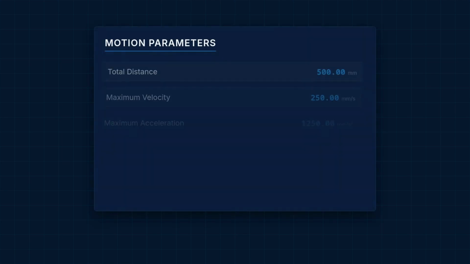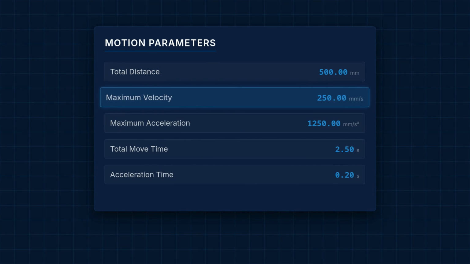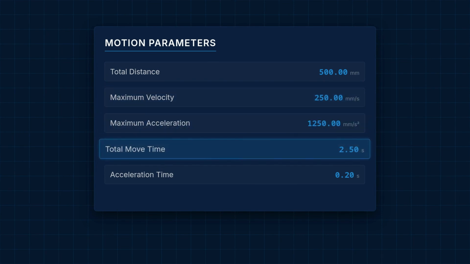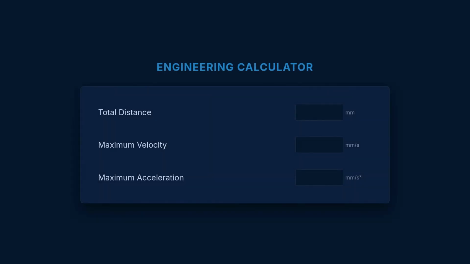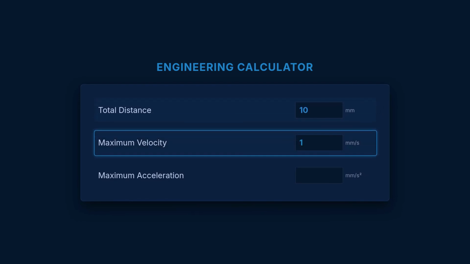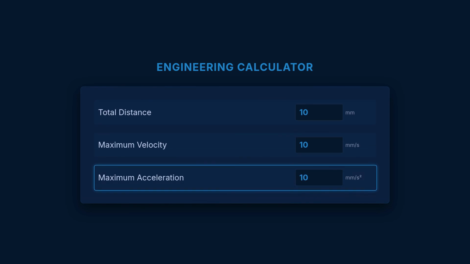The input fields are total distance in millimeters, maximum velocity in millimeters per second, maximum acceleration in millimeters per second squared, total move time in seconds, and acceleration time in seconds. Here's a worked example. I'll enter total distance equals 10 millimeters, maximum velocity equals 10 millimeters per second, and maximum acceleration equals 10 millimeters per second squared.